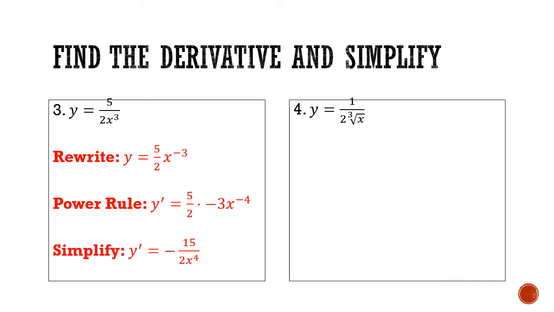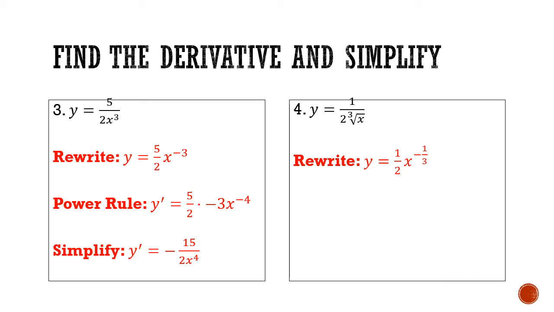Here is example number 4. y equals 1 over 2 times the cube root of x. So we need to rewrite the cube root of x as a rational exponent, x to the 1/3, but it's also in the denominator. So you're going to pull this 1/2 out to the front and then rewrite the cube root of x that's in the denominator as x to the negative 1/3 in the numerator.